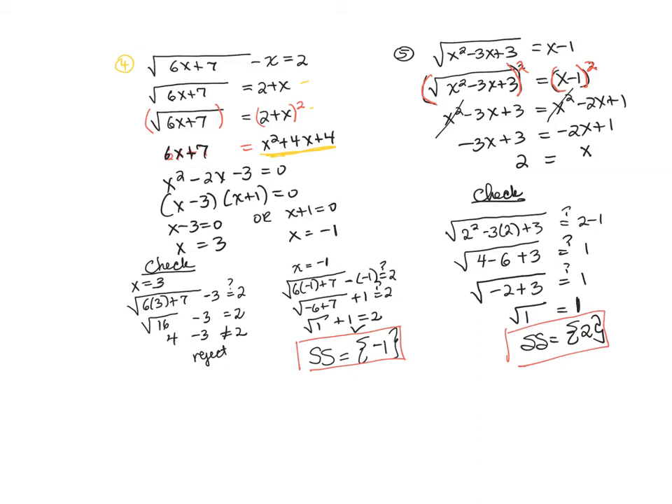The two possible roots are 3 or -1. We substitute back into the original radical equation, and we see that -1 is the only one that works. So the solution set for number 4 is -1. This one, again, was pretty straightforward.